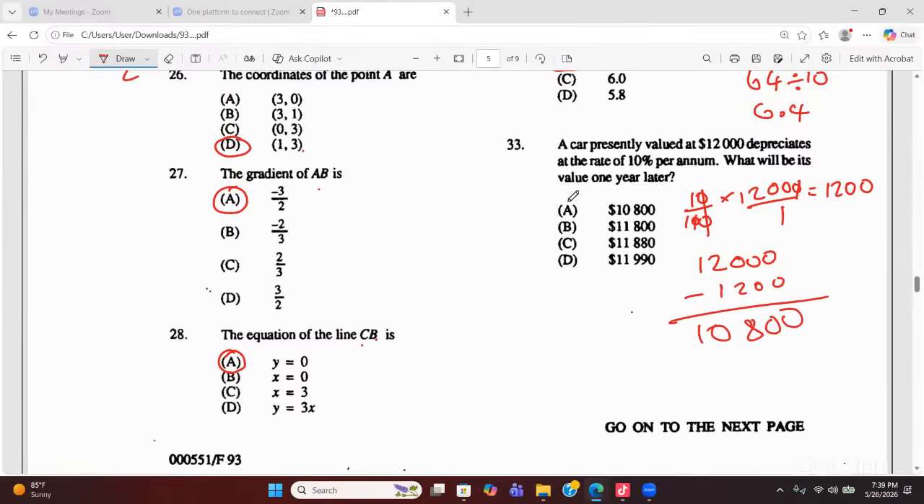So in 1 year's time, your car will now value 10,800. All right. So the answer is A for that one. Very good question.